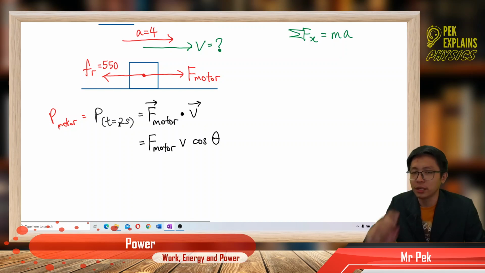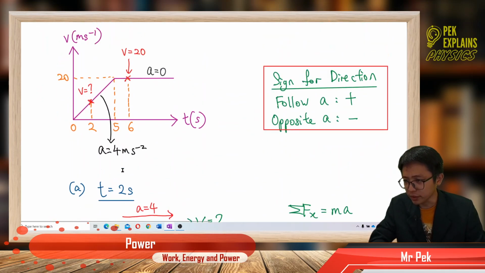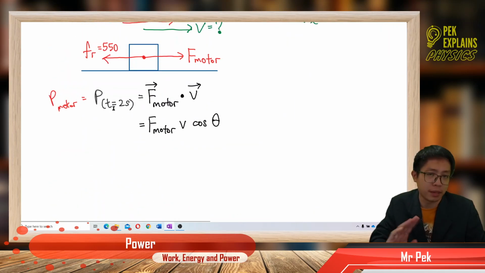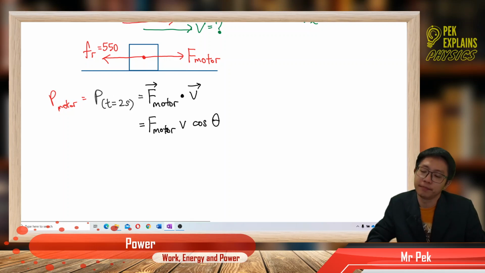So instantaneous power is only the power at 2 seconds, power at that time only. Because the power changes according to the velocity. Velocity changes with time when it has acceleration. So different time, different velocity, different power. So instantaneous power is power at a certain time. For part A, it wants the power at 2 seconds. So we need to find the force of the motor and also the velocity at 2 seconds.